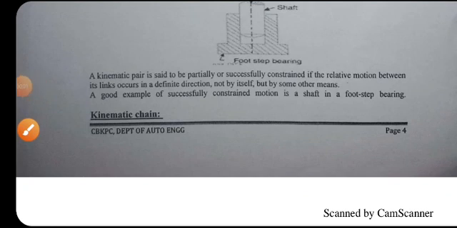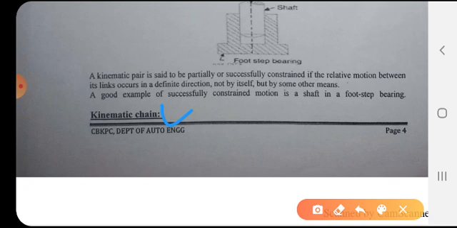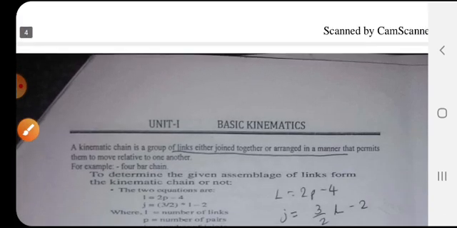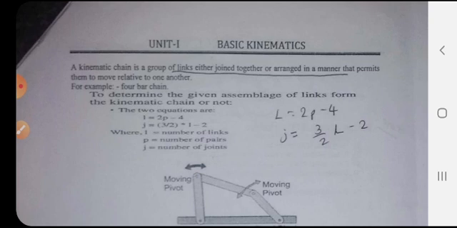Student, let us discuss in this video what a kinematic chain is. The meaning of kinematic chain: it is an assembly of kinematic pairs joined in such a way that each link forms a part of two pairs, and the relative motion between the two links or elements is completely or successfully constrained motion.